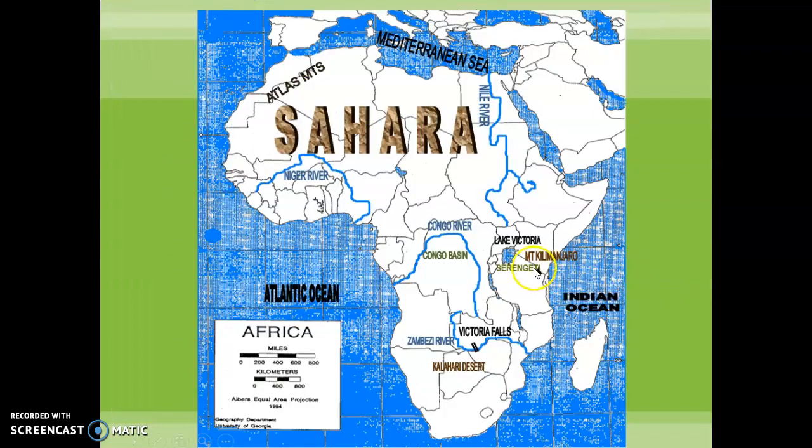All right, so the Serengeti is right in this neck of the woods. It's not really down here. It's really more to the east of Lake Victoria, but I didn't want to squish it in there next to Mount Kilimanjaro. So it just goes between Lake Victoria and Mount Kilimanjaro.